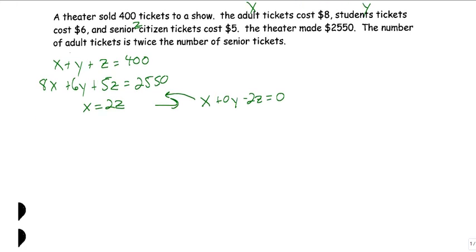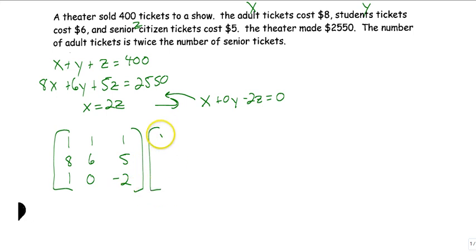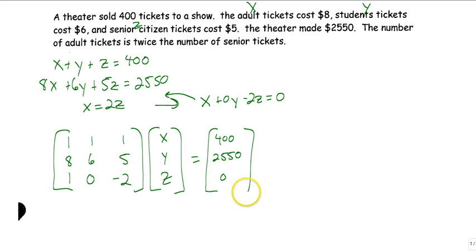Now I'm going to come up with my matrix equation. Here my A matrix will be 1, 8, and 1. My Y will be 1, 6, and 0. My Z will be 1, 5, and -2. I have my matrix of variables, X, Y, Z. And I have my constant matrix, which is 400, 2,550, and 0. This is going to be my A, my X, my B.